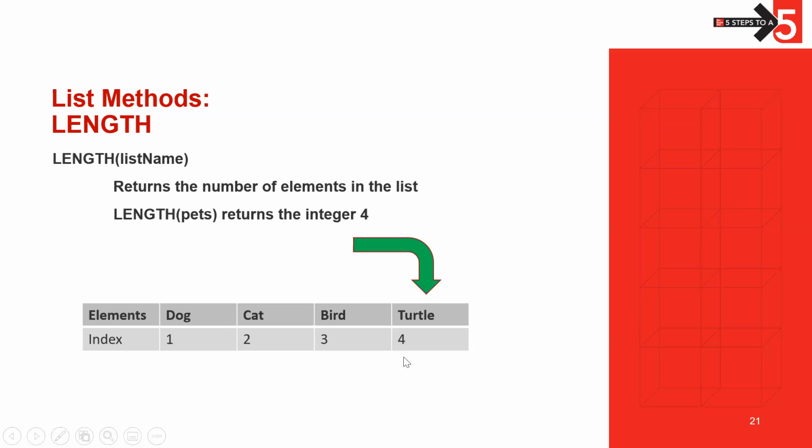In this particular example with our list pets, length is 4. It's also handy that the length is also the last index, because you can use that to your advantage, especially if you have a very long list. You don't have to count elements yourself. Use the length method to figure it out for you.